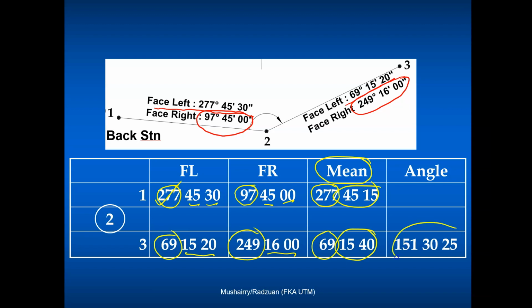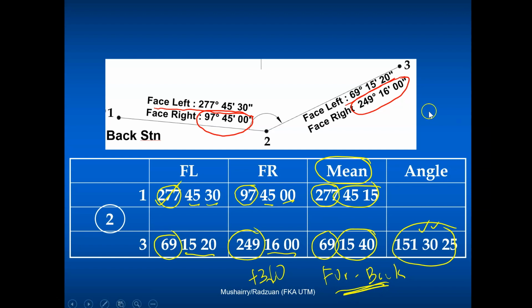Now, to get the angle here, it is always forward minus back. So in this case, 69 minus 277. That number minus that number will give you a negative value. So you simply add 360, and you get the angle that we require. So it's always forward minus back.